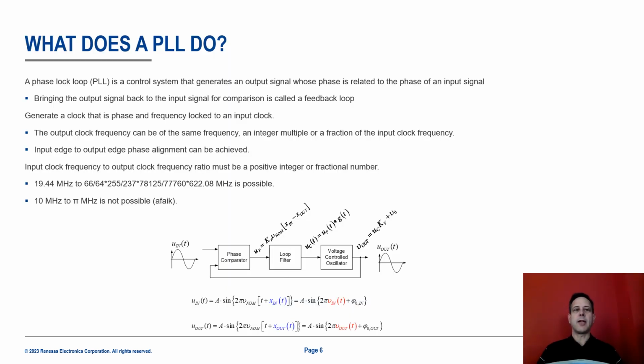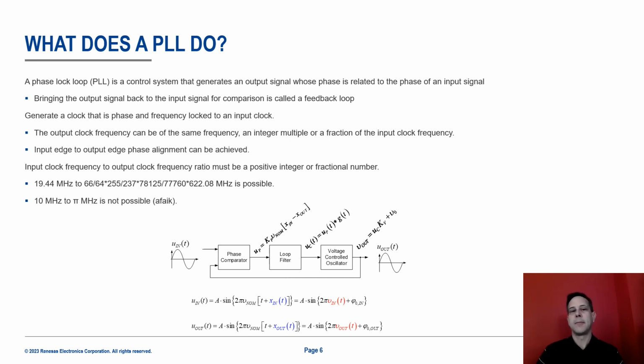So what does a phase lock loop do? Well, as the name implies, a phase lock loop tries to have the output phase relationship of a clock be the same as the phase of an input signal. It does this by bringing the output signal back to the input as a comparison, and it's normally called a feedback loop. This allows a phase lock loop to generate a clock that is both phase and frequency locked to the input.